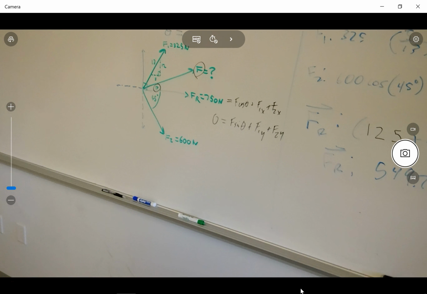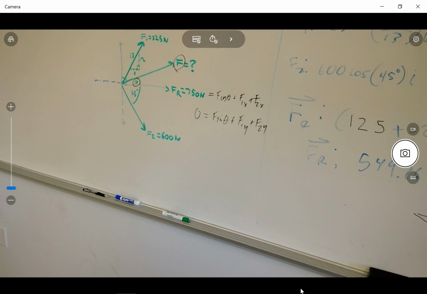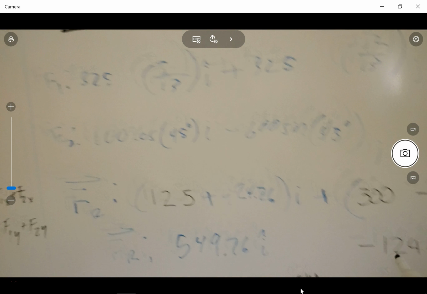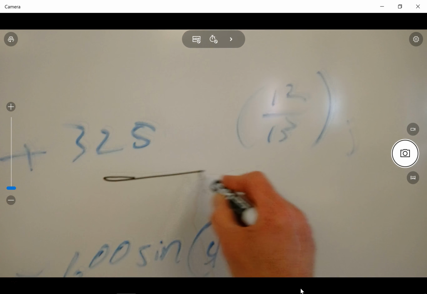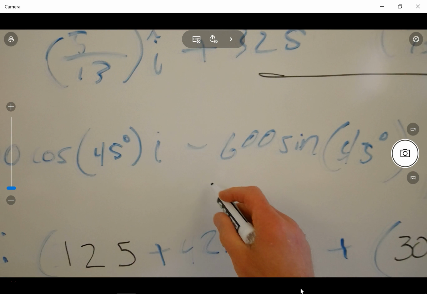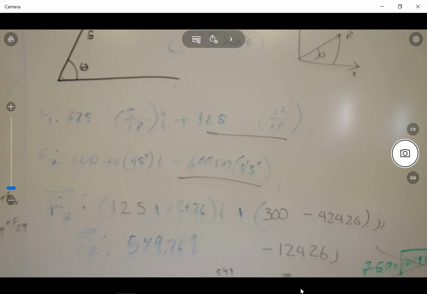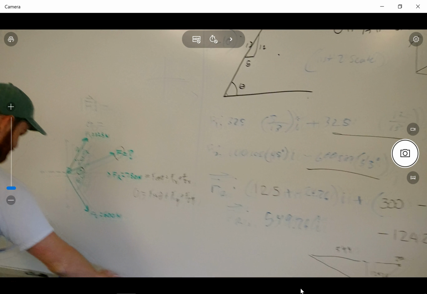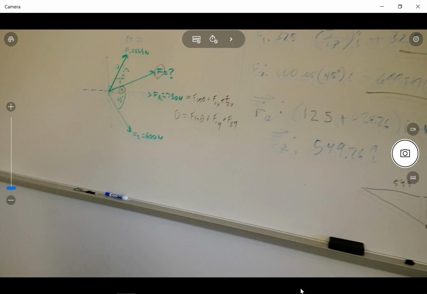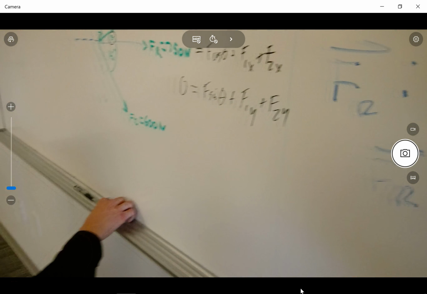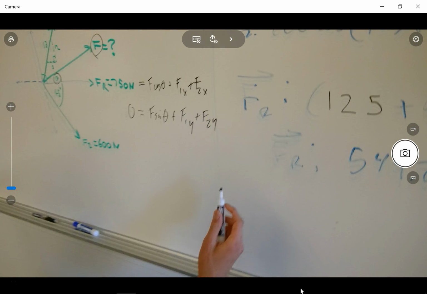There's your two equations. But we didn't find F1y. We have to. You already did. F1y is right there, and here's F2y. Okay. So we could just plug it in.